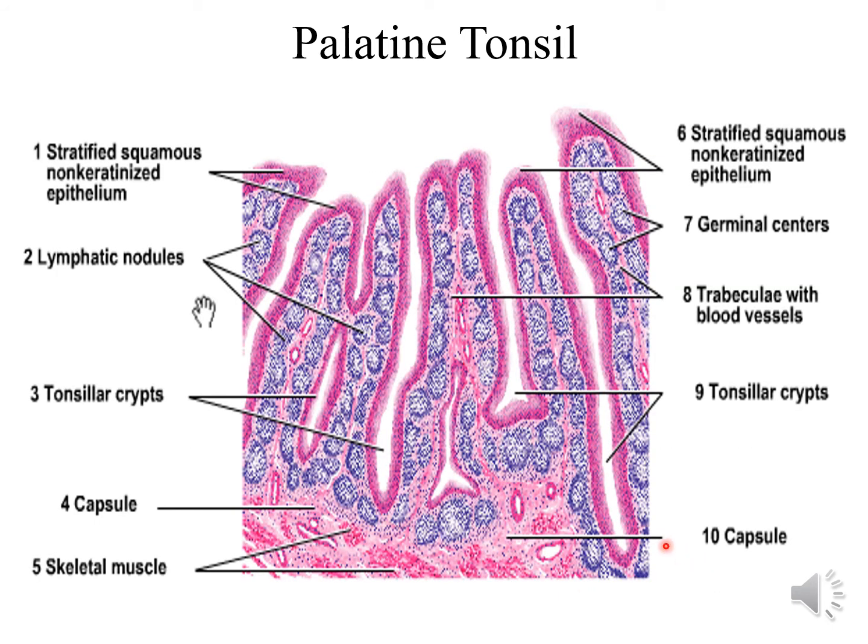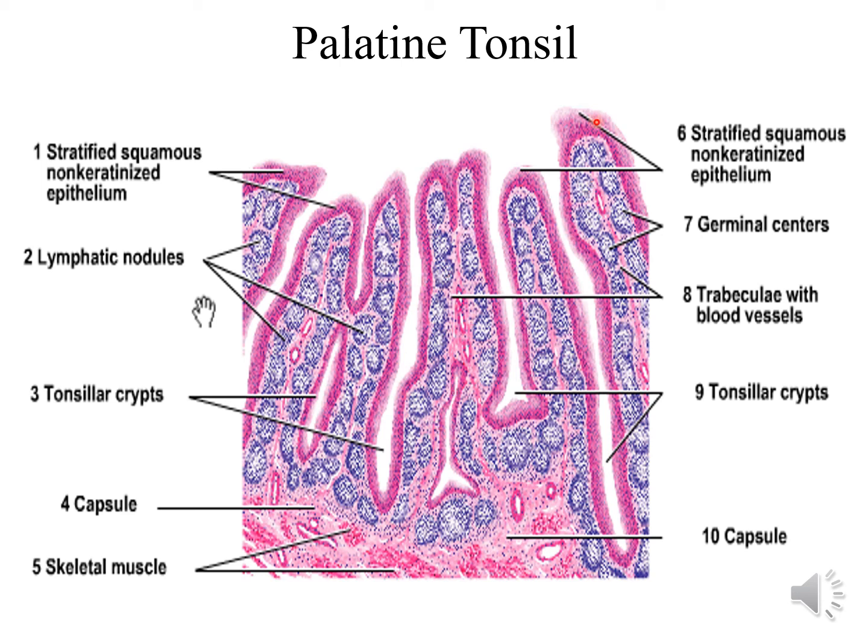Here we can see a diagram showing a palatine tonsil. This is the base on which the tonsil is resting, the skeletal muscles of the oral cavity. Just above them we have a capsule. That capsule is not completely enclosing the tonsil; it is only present on the base. From the base this capsule extends deeper into the tonsil, and we name these extensions trabeculae.